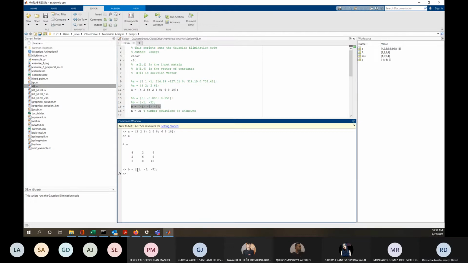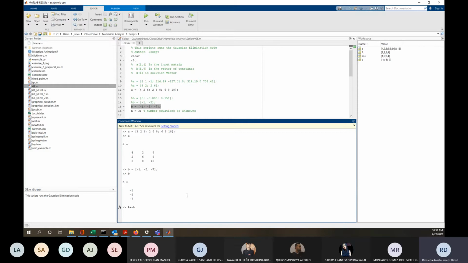Right? So B is equal to this. So what we can do, if you remember, is AX equals B. This is the general form of the vector. So what we do is just solve this by Gaussian elimination.